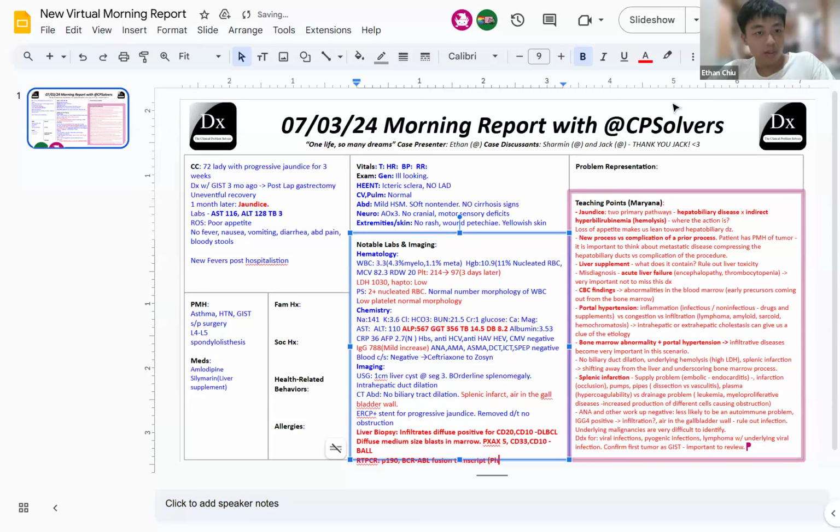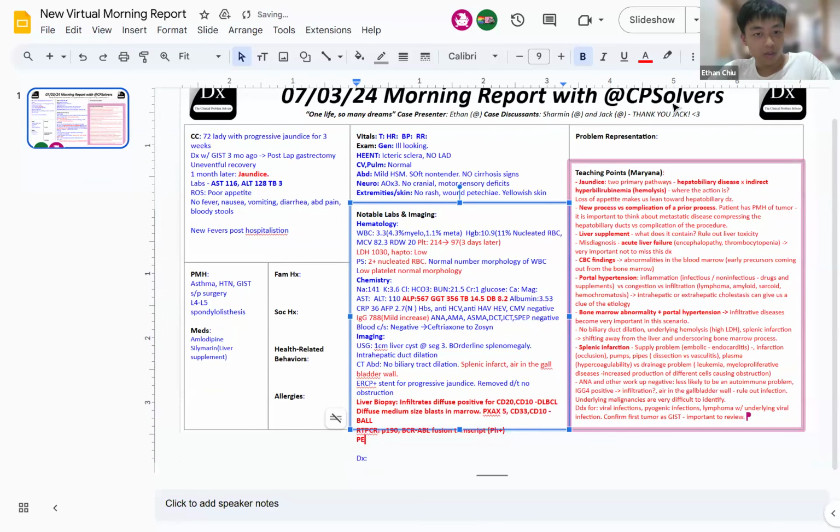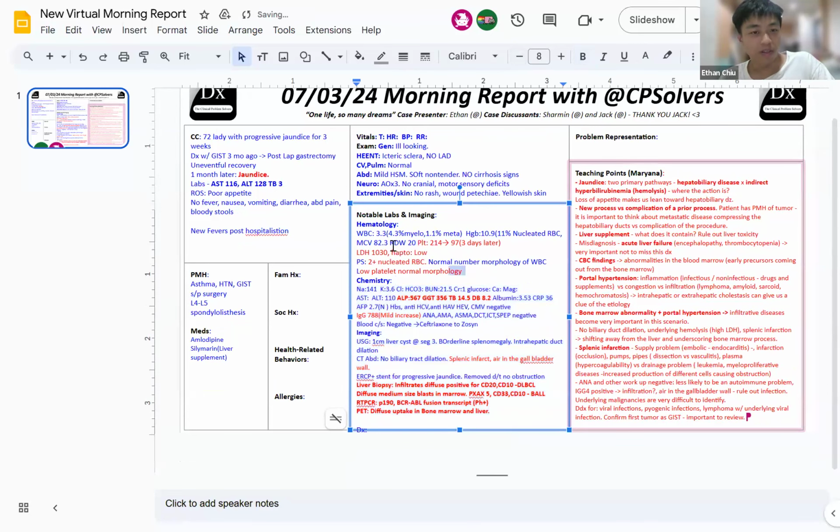We also did an FDG PET for staging, which shows diffuse uptake in bone marrow and liver. So the final diagnosis is B-cell acute lymphoblastic leukemia with BCR-ABL1 rearrangement, also known as Philadelphia chromosome positive B-ALL. The patient was given dexamethasone first because her severe jaundice and poor performance status made chemotherapy unsafe. And after confirmed Philadelphia chromosome positive B-ALL, she was given imatinib, the tyrosine kinase inhibitor.